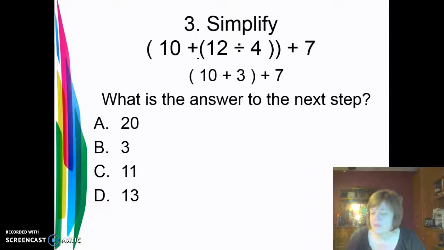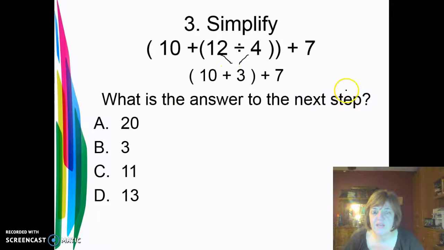All right, I'm showing you the answer to the division problem on this one. Okay, this is the same problem. We are taking it in steps. 12 divided by 4 was 3. We got rid of that parenthesis, and now we still have our 10 out in front, and we have our plus 7 out back.